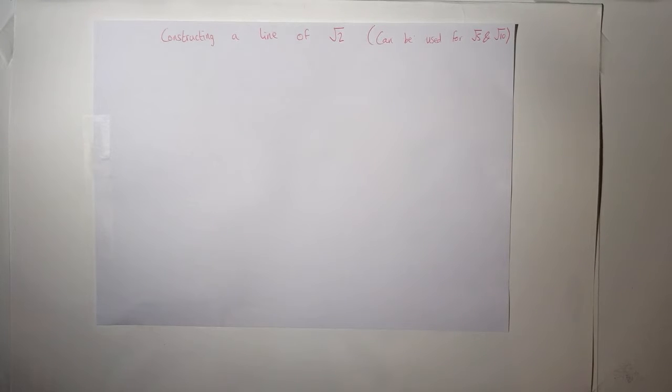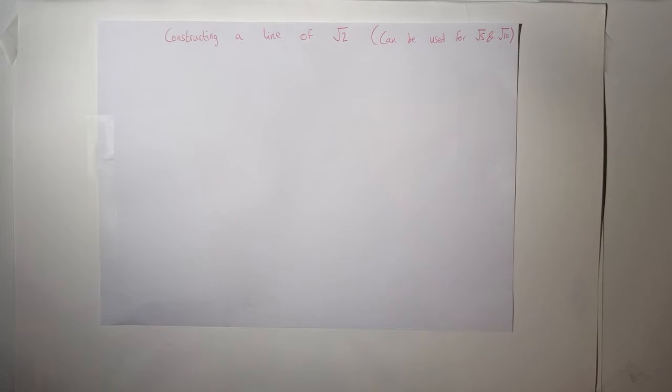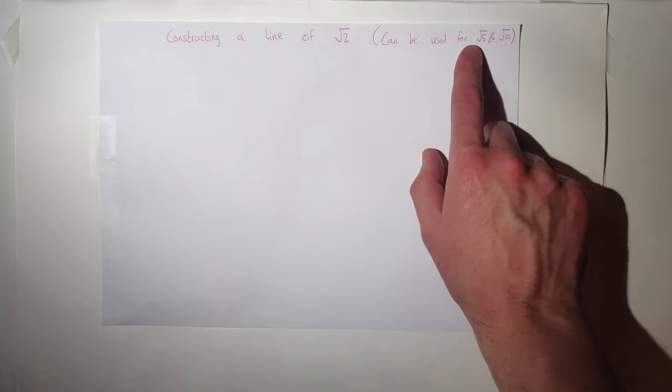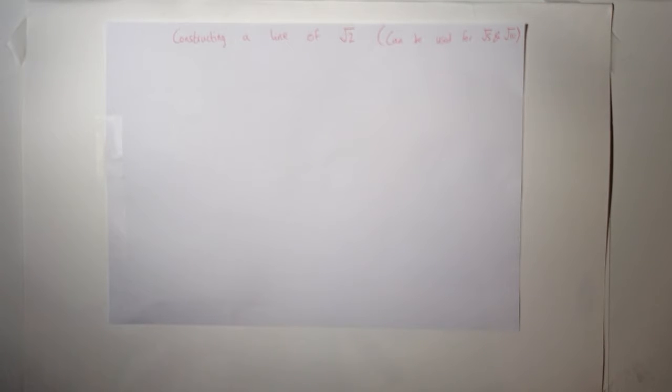So when you create a line of root 2, what we're actually doing is constructing a right angle triangle. That's for both root 2 and root 3. However, for root 2, root 5 and root 10, we're going to be using the hypotenuse. When we look at root 3 and root 8, we're going to be using the adjacent side to construct our line. So with that, we'll get started.